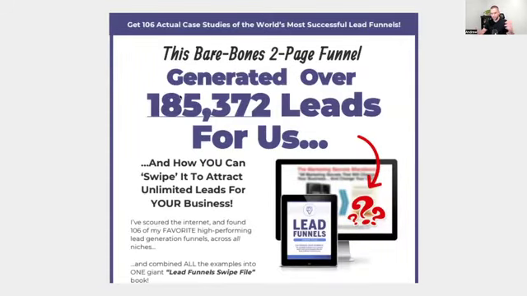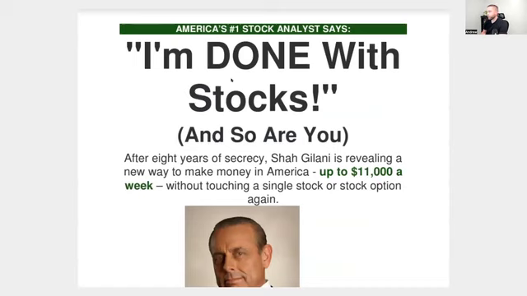This is really relevant. This one may not be as exotic as the last example, but this is just a good one. The bare bones 2-page funnel generated over 185,372 leads for us, and how you can swipe it to attract unlimited leads for your business. It's just straightforward, specific. It's curiosity built. There's just enough information given here that they want to know what it is. It's a solid headline, right?